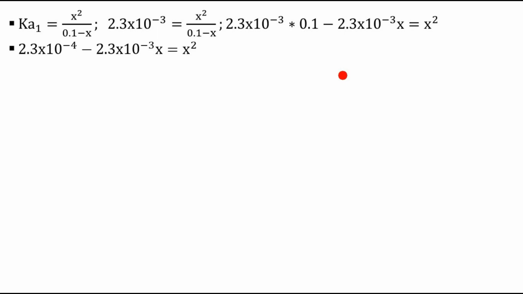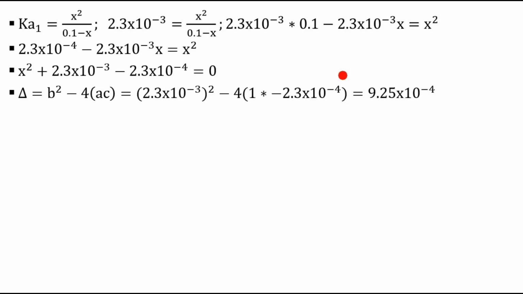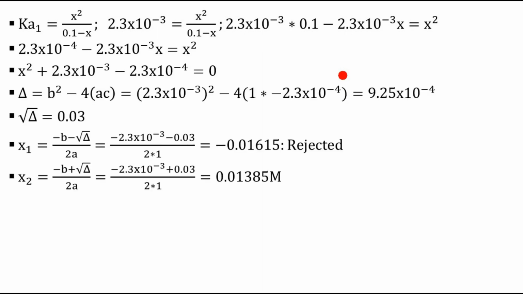Here we get the quadratic equation and then you solve it. After solving it, we see that x2 will be equal to 0.01385 molar. That means this is the dissociation from the first dissociation of this acid. So this is the hydrogen dissociated from the first dissociation, and they will be equal.